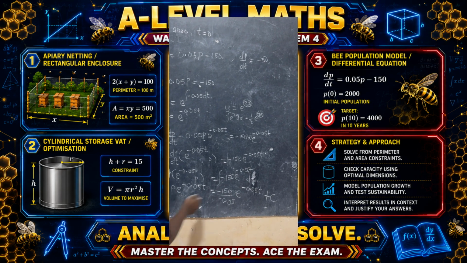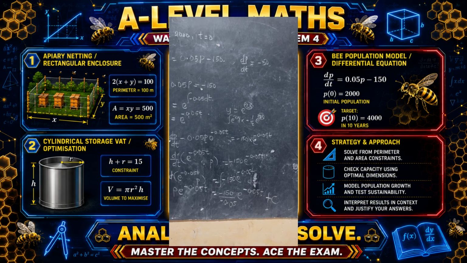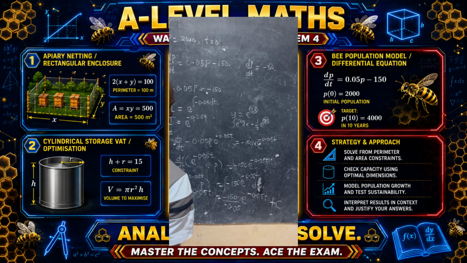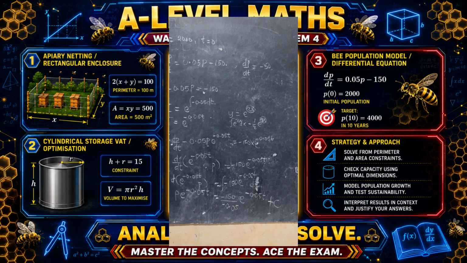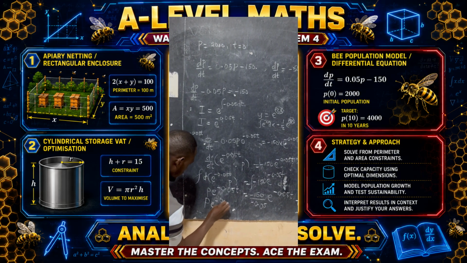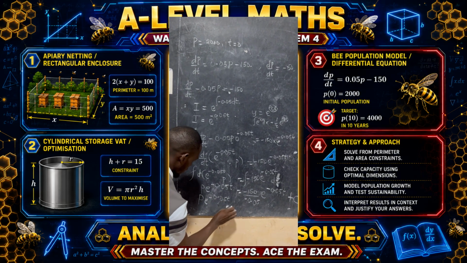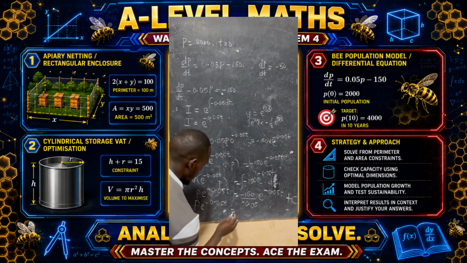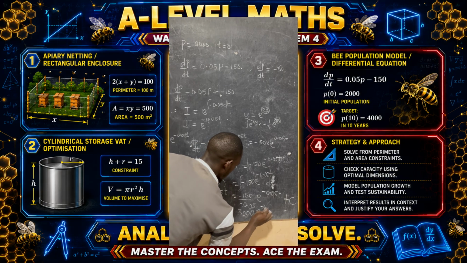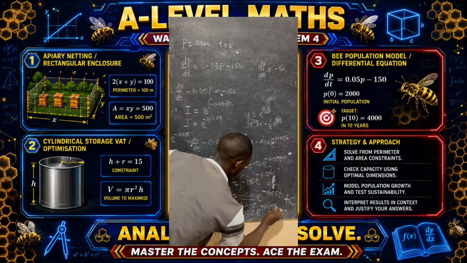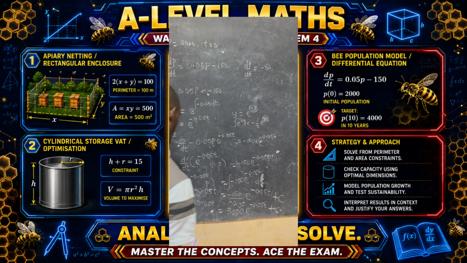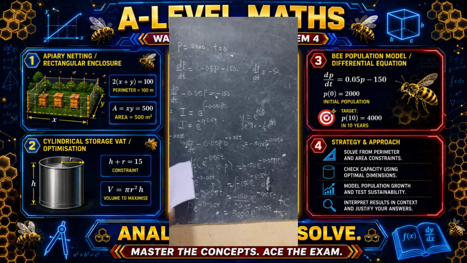If I simplify this, 150 divided by 0.05, this is just 3,000. So I can rewrite it as p exponential negative 0.05t is equal to, this is going to become a positive 3,000 exponential negative 0.05t plus the constant of integration. That is, I've solved that.